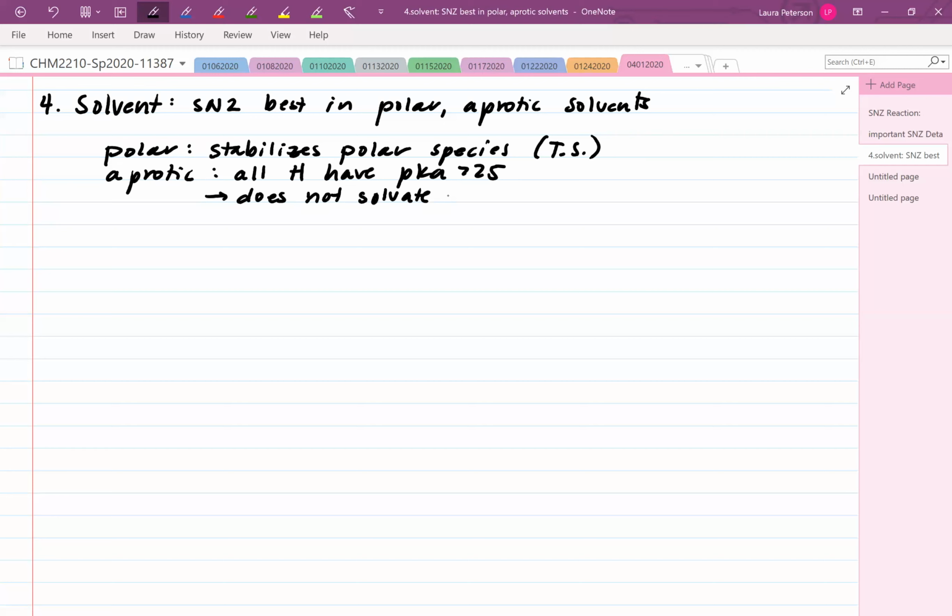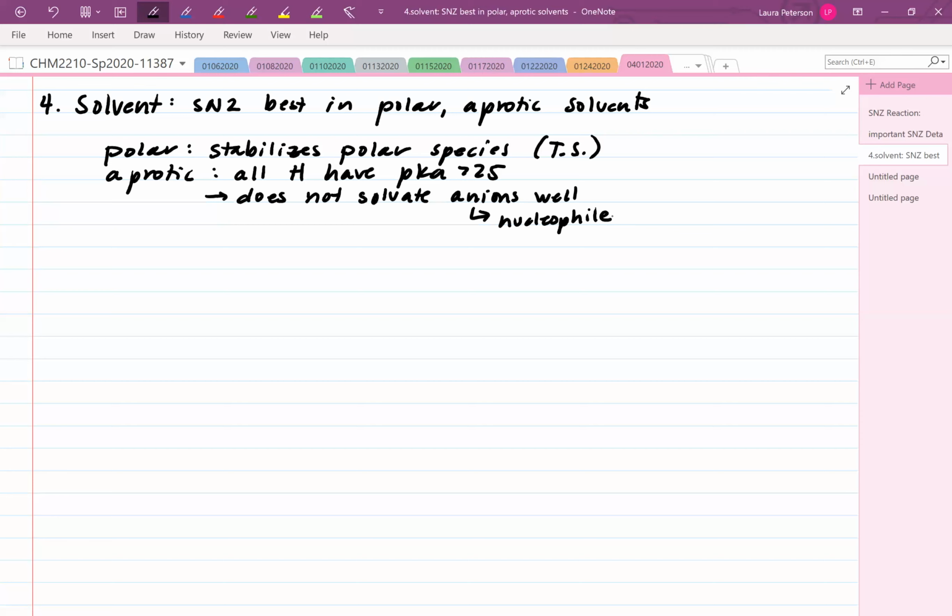Okay, so it does not solvate anions well. Okay, and that would be our nucleophiles. We want our nucleophilicity to be high for reasons that we've talked about already. SN2 favors strong nucleophiles. Anything we do that influences the nucleophilicity and makes it a weaker nucleophile slows down or hinders our SN2 reaction.